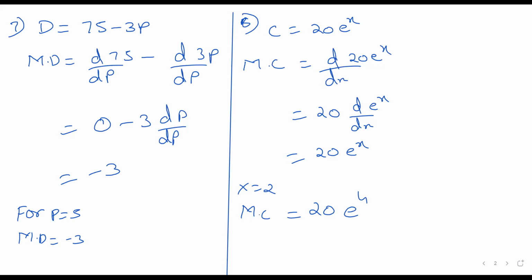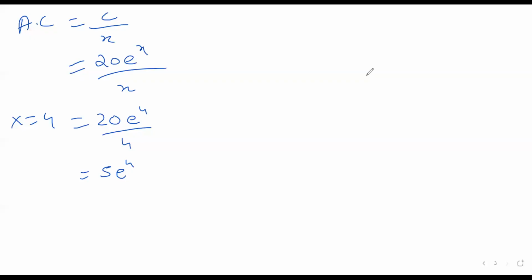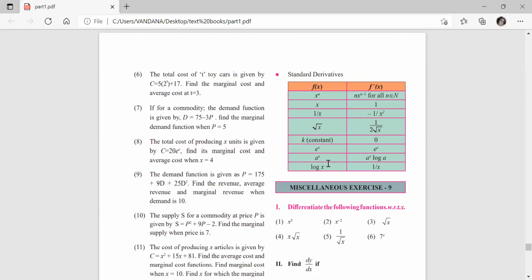Wait, this book is having a lot of mistakes. Because we don't have composite functions, we will not take this 10 e raised to 4x, we'll take it as 20 e raised to x. हमको 11th में composite नहीं है, 12th से हमको composite functions है.